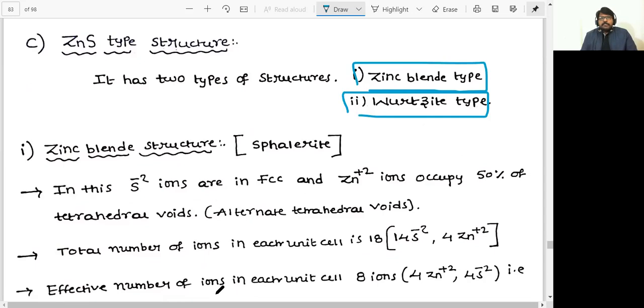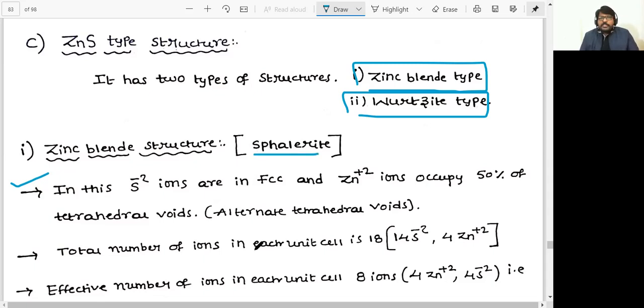Even in the previous video, I told you a very simple point: if you can remember the location of cation and anion, the remaining parameters can be developed very easily and spontaneously, instead of memorizing so many things. If you go conceptually, only the first point you need to remember. So first, let us take the zinc blende structure, whose other name is sphalerite.